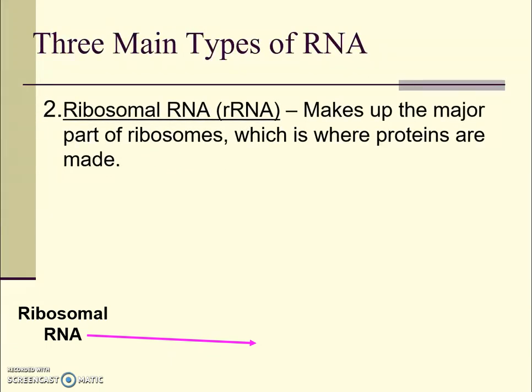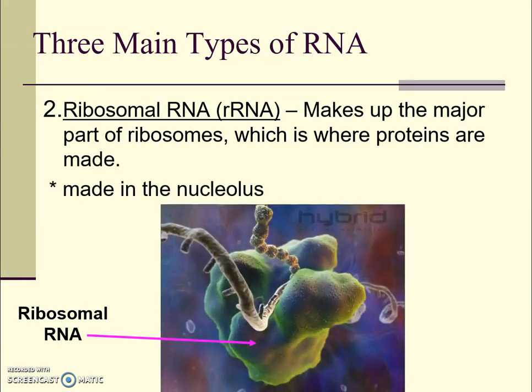So the second type of RNA is ribosomal RNA. Ribosomal RNA is present in the cytoplasm, and this is where the proteins are assembled. Each ribosome is made up of 4 subunits of ribosomal RNA and 82 proteins. So that makes up 1 ribosome.